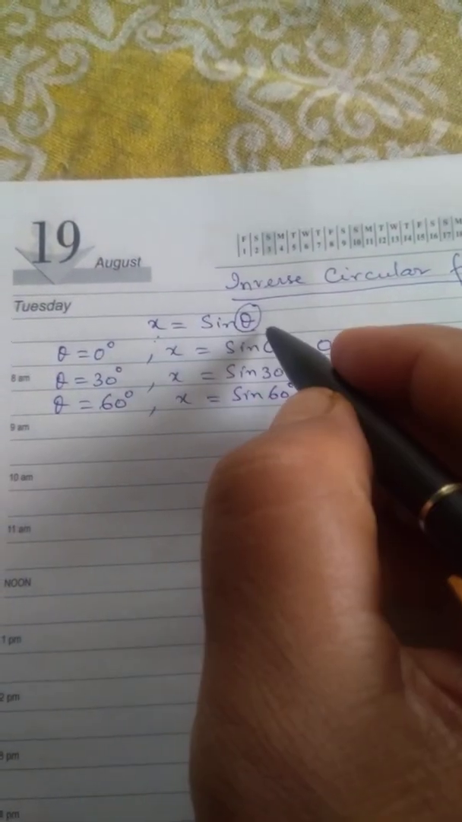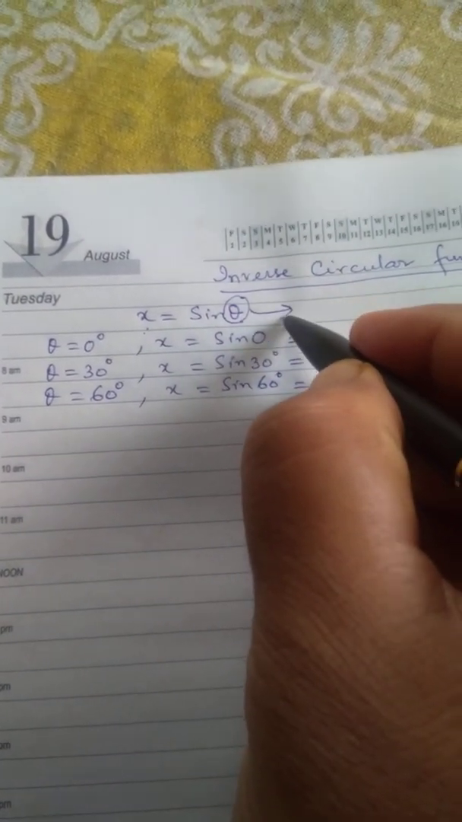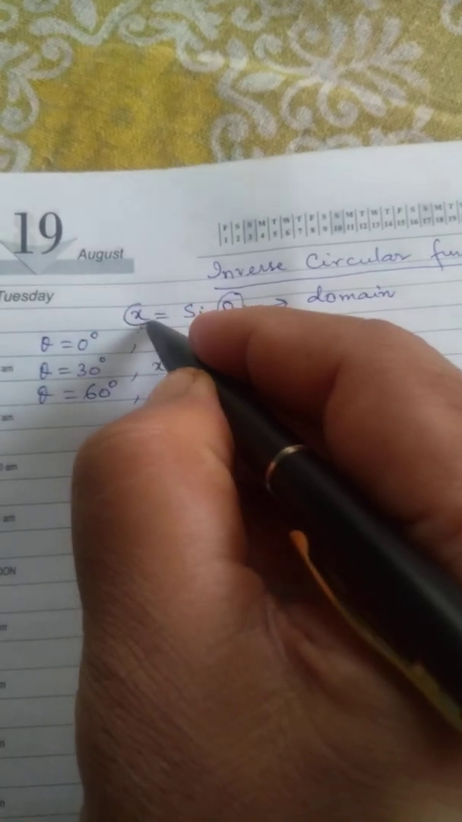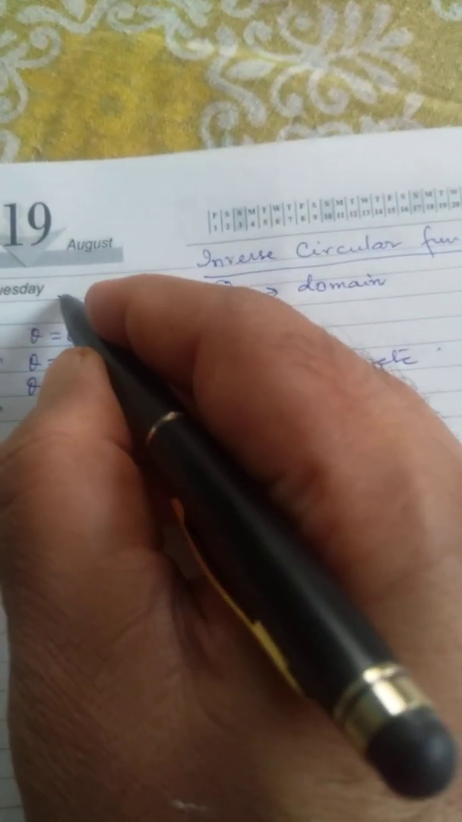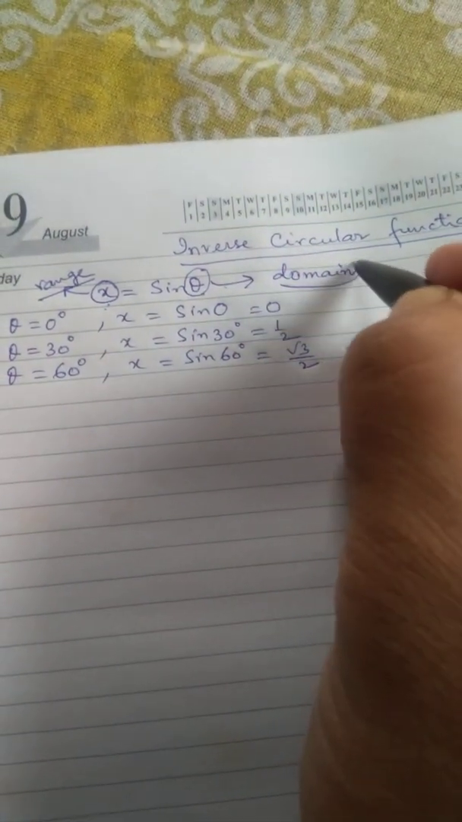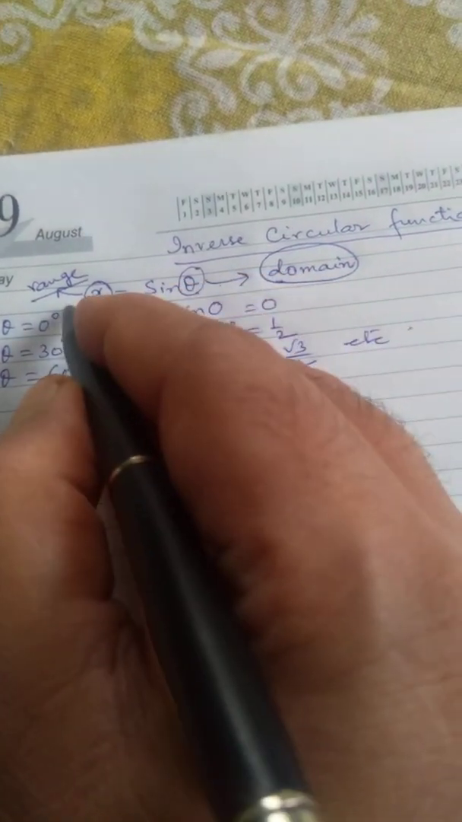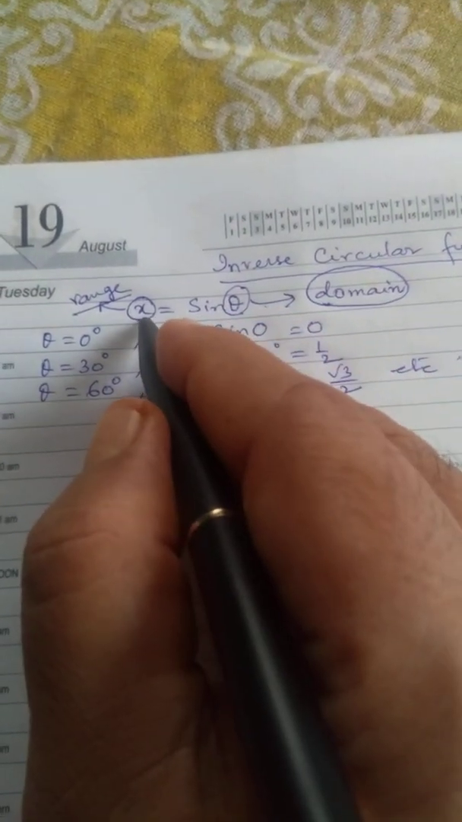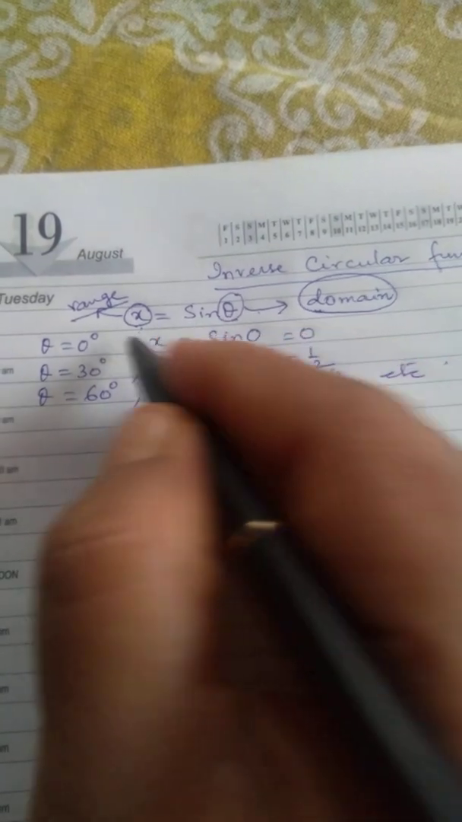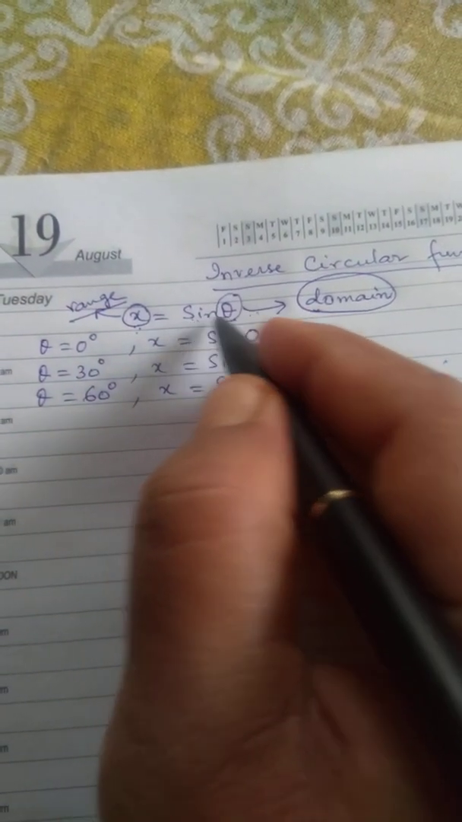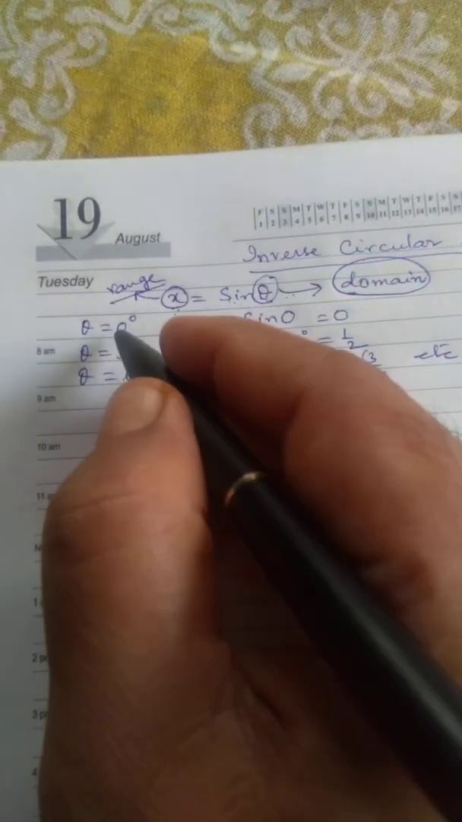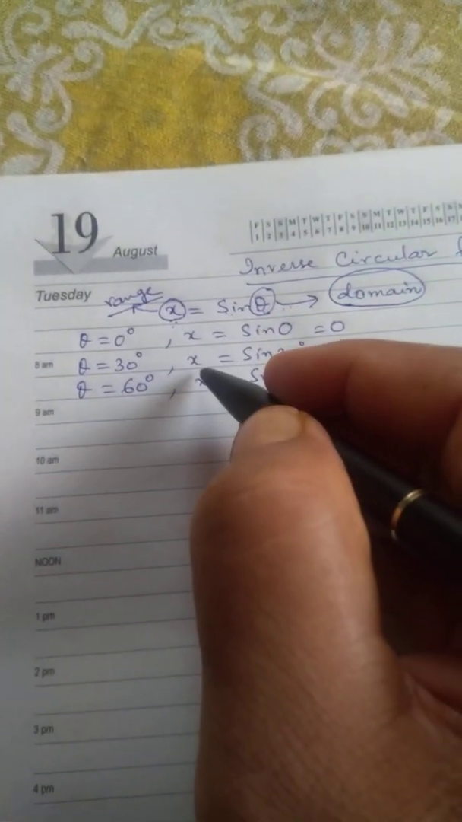Here, in x is equal to sine theta, this theta is called domain. Remember it. This theta is called domain. And this x is called the range. Now, if we put the value of domain, we will get the range of the function. X is equal to sine theta indicates that x depends on theta, and it is expressed in terms of sine, that is sine of theta. Now start taking the values of theta which exist in domain, and you will get the values of x, the functional value.